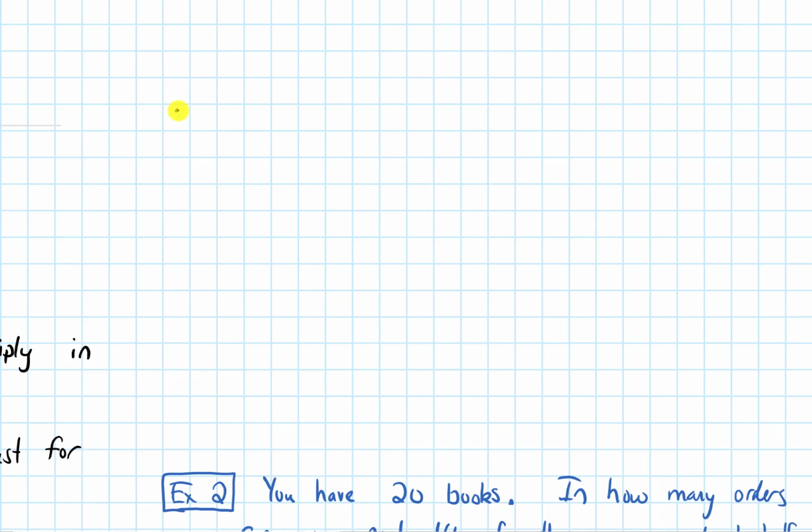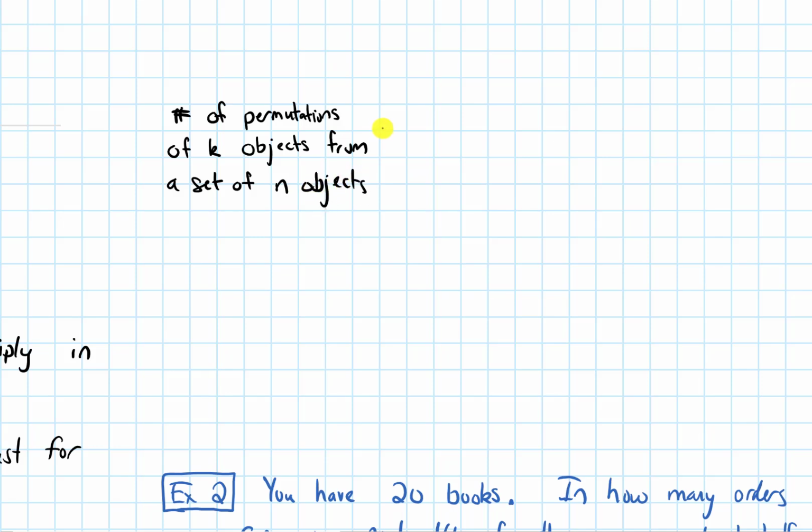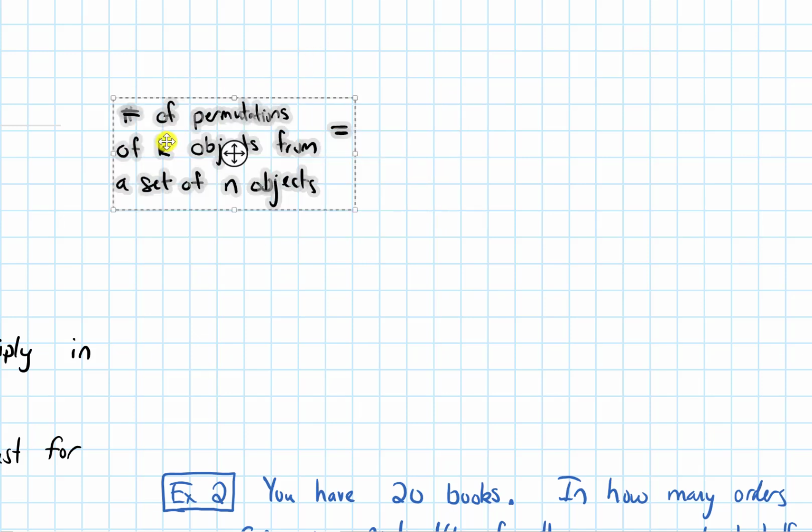All right, so we want to find the number of permutations of k objects from a set of n objects. Okay, so we can do this following our idea from the last video. Let me move this over to give myself some more room.